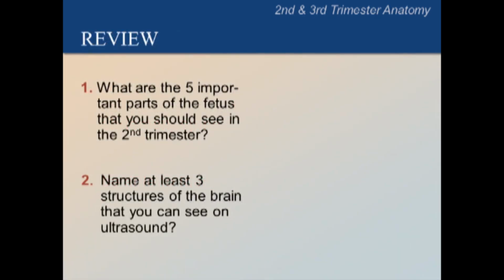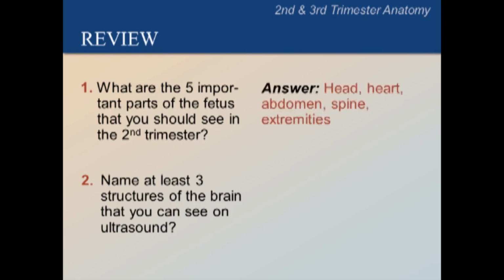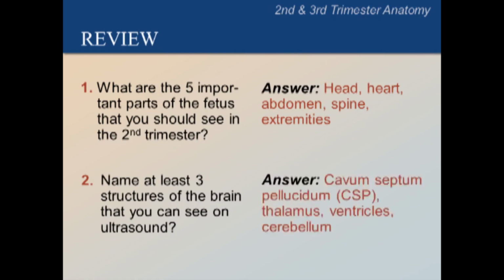Questions for review. What are the 5 important parts of the fetus that should be seen in the second trimester? The answer is the head, heart, abdomen, spine, and extremities. Name at least 3 structures of the brain that you can see on ultrasound. The answer is the cavum septum pellucidum, or CSP, thalamus, the ventricles, and cerebellum.